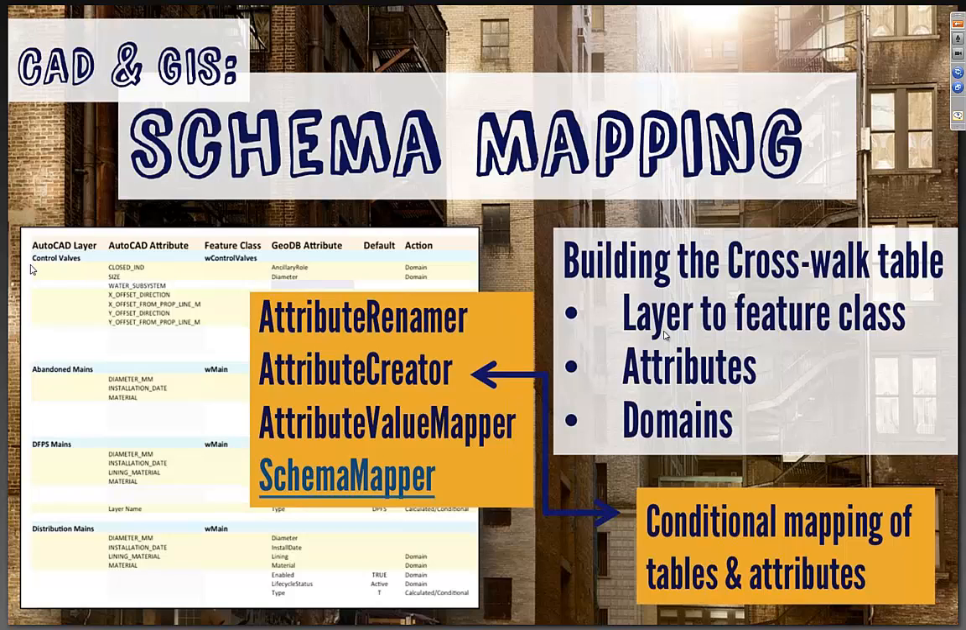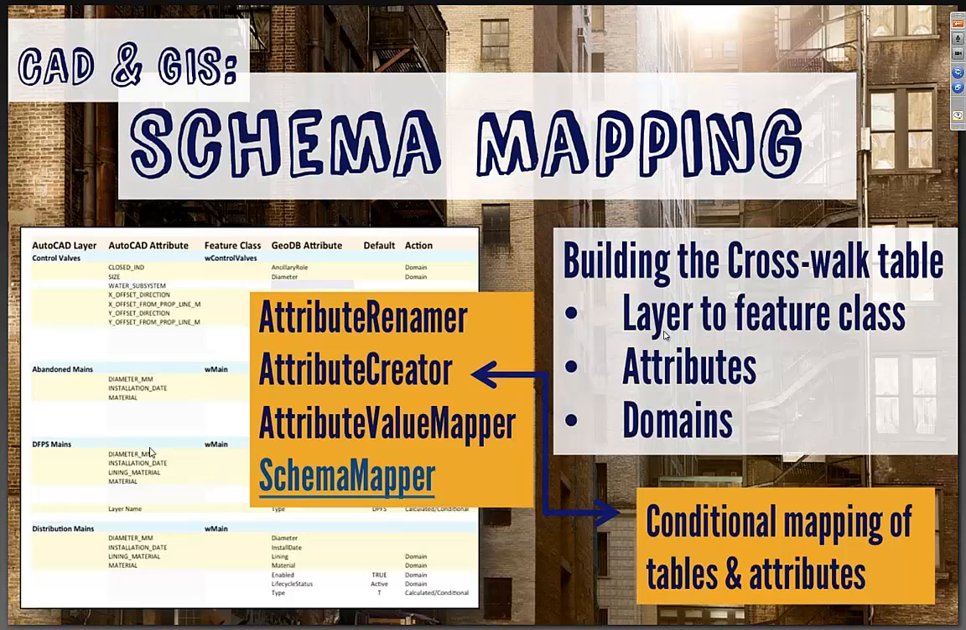So in our CAD data, we've got a layer called control valves. It's got a bunch of attributes attached to it, and it's going to go across to the W control valves feature class. For this example, I'm using the Esri Simple Utilities model from their resources pages. So it's a canned data model that they've got up that you can download.